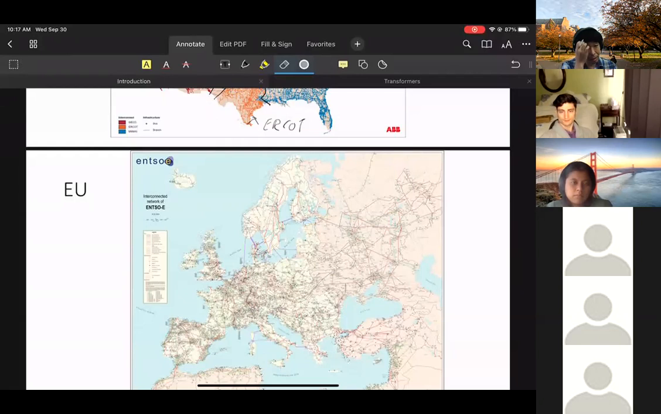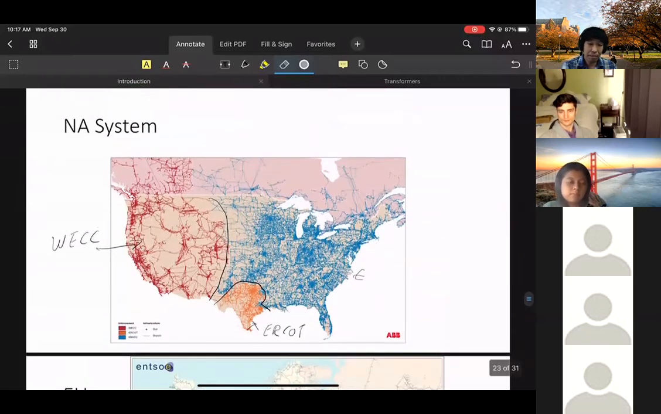So let's think about the question: why do we want large grids? Any suggestions? Even the ERCOT system is quite large. Even Texas is not a small system. If you look at the Eastern Interconnect, it's a huge power system, serving about 200 million people. And this is by design. We build the system on purpose to be this large and this geographically spread out.